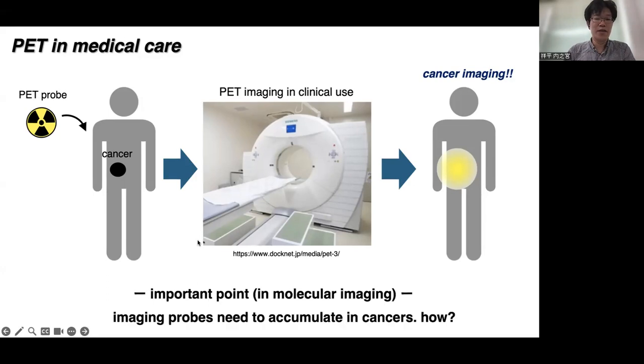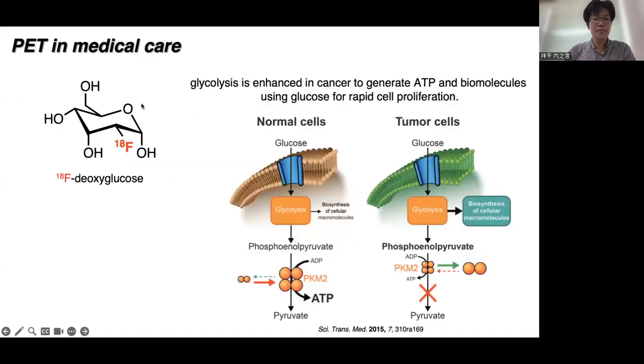However, this is not very easy, because, as you can understand, there are several questions, but one important question is how a PET probe can selectively reach the cancer. This is a quite important point in molecular imaging. There are several methods, and one of the most famous is fluorodeoxyglucose. Here is a radioactive isotope. This is glucose conjugated with a radioactive isotope, and this probe can go to cancer based on this system.